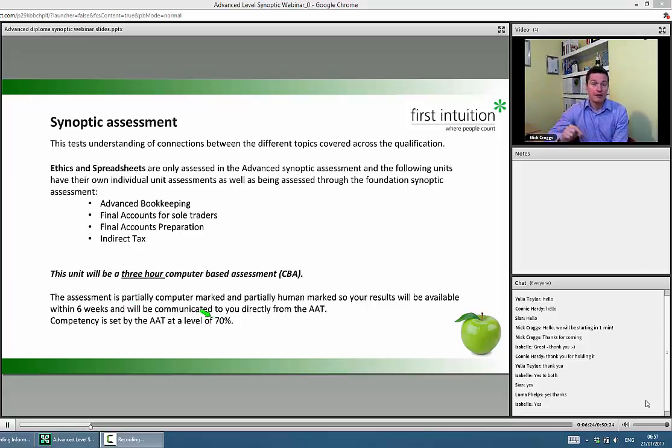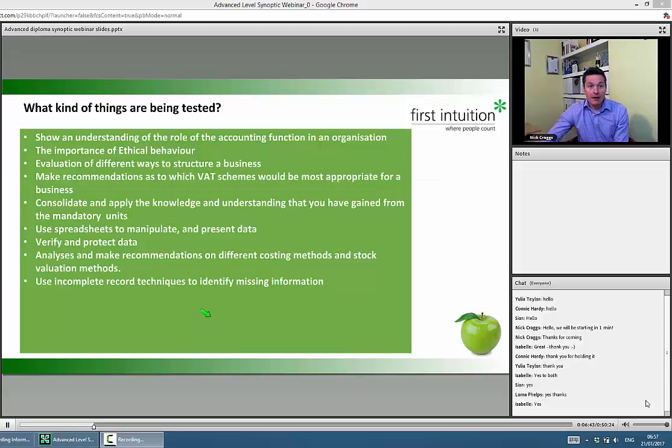Competency is still at 70%. It's the same pass mark that you needed to pass on AQ 2013. So if you say AAT qualified, the required level of knowledge to become AAT qualified has not changed whatsoever. So that's the bad news, there is a wait now for the synoptic exam.